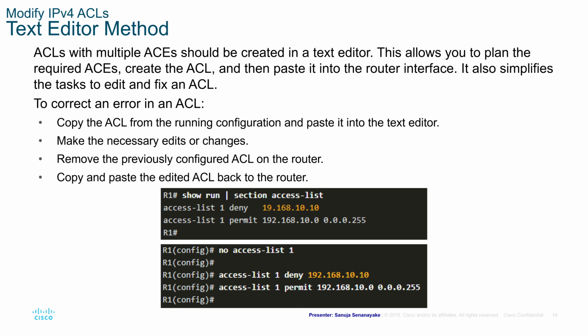So to correct an error in an ACL, copy the ACL from the running configuration and paste it onto the text editor. Make the necessary edits or changes. Remove the previously configured ACL on the router. Copy and paste the edited ACL back onto the router. This is really good advice, especially if you are doing the lab exam. During the lab exam, this is what you should be following, because this would make you get a good grade.